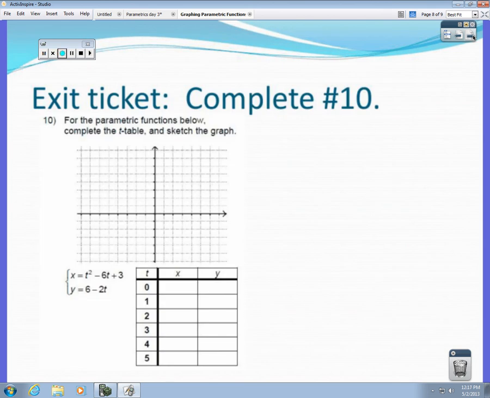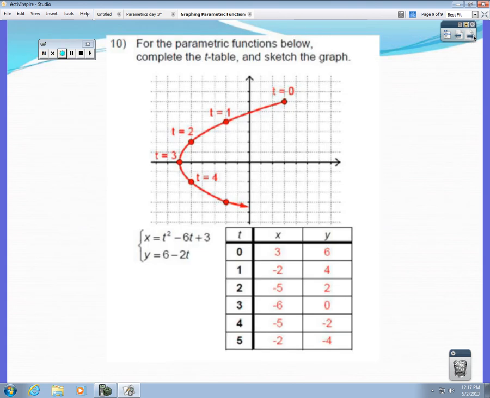Now again, try number 10. See if you can sketch this graph, fill in your table, pause the video until you have finished, and then you can check your answer on the next screen. Okay, so here is what your answer for number 10 should have looked like. You will notice that this one did not come out linear, and that is because our x equation had a t squared in there. So that's what's making it look like a parabola. You still need to mark the starting point and the direction that it's moving. So when you're graphing parametrics without the calculator, you're simply plugging in numbers to find your x and y values and plotting your points.